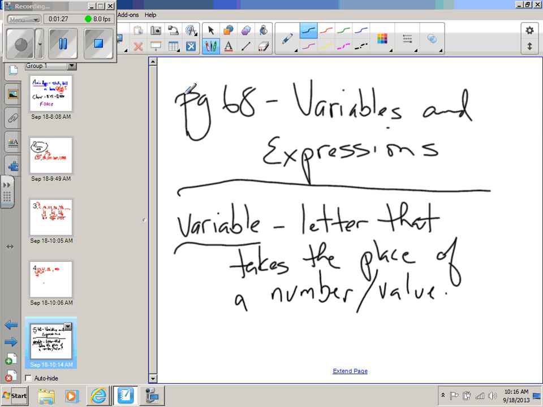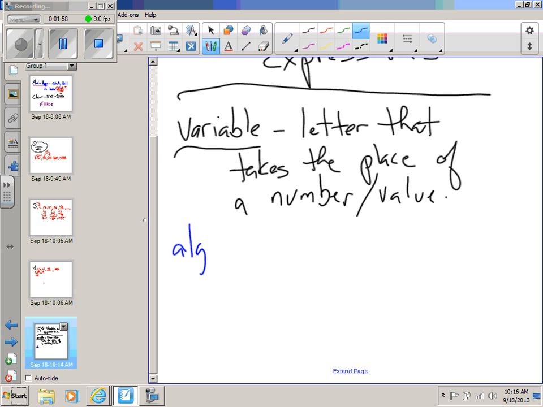Why is it called a variable? The letter may vary, and the value for each letter is going to vary. A doesn't always mean 1. B doesn't always mean 2. It varies depending on the situation, and a lot of the time, depending on where it is within an algebraic expression. What is an algebraic expression?